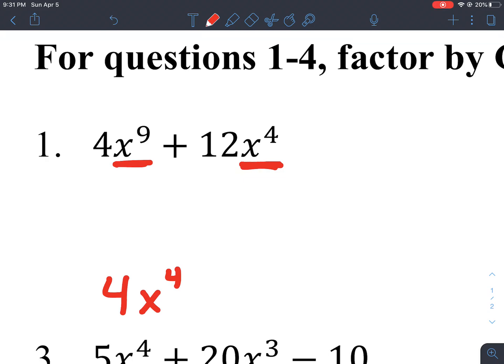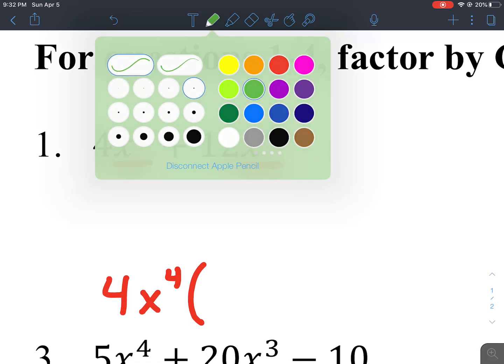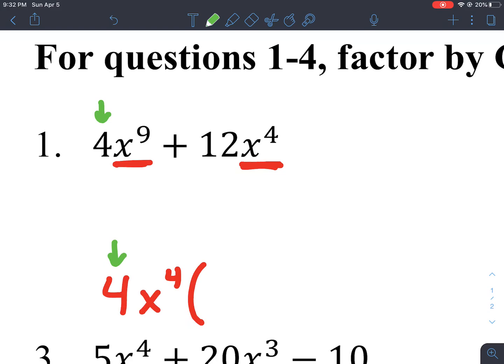So the GCF in this case, the thing that both the first and second term have in common, is a 4 and an x to the 4th. We're going to factor that out, and then inside the parentheses, we're going to write what would be left over. Going one piece at a time, this 4 divided by 4 is 1. We really don't have to write that 1 in there, so we can just remove it for right now. Then x to the 9th divided by x to the 4th: I've got 9 x's, we've taken 4 out, so we're left with x to the 5th. Then we carry down our plus sign.